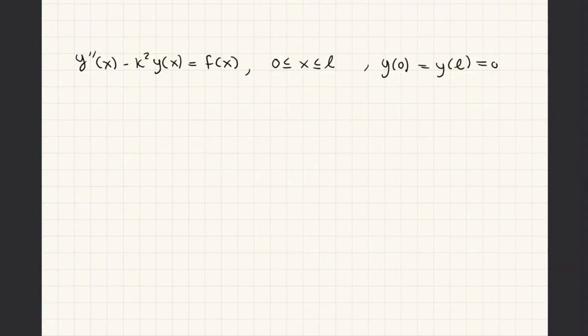Hello, welcome to a new lesson in differential equations. Today we are going to make an example of how to find the Green function associated to a differential equation.